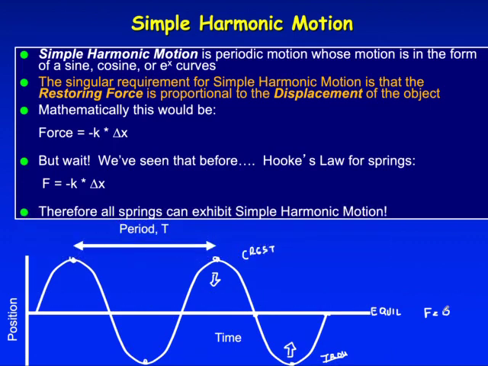All spring systems can exhibit simple harmonic motion. A guitar string is a spring. It exhibits simple harmonic motion. A piano string. Even the air inside of a woodwind exhibits simple harmonic motion because the air gets compressed and it acts almost like a spring.